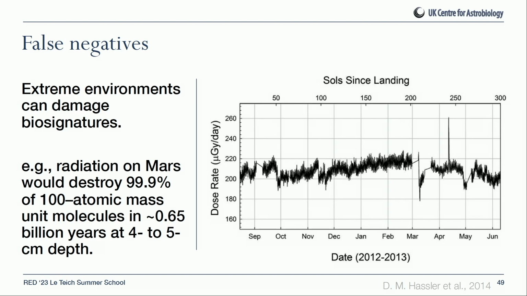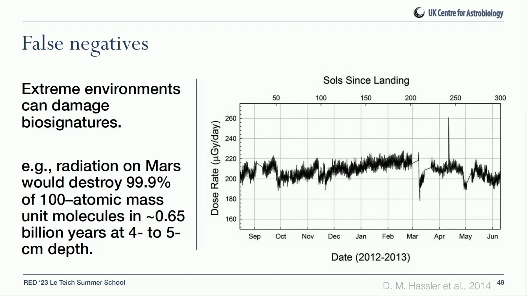Just before I finish the talk, I want to say a few more words about false negatives. A general point here is that extreme environments can damage biosignatures, and we've already touched on this earlier. The radiation environment on Mars, it's been calculated, would destroy 99.9% of 100 atomic mass unit molecules in about 650 million years within the top few centimeters. This is why we have to get below the surface.